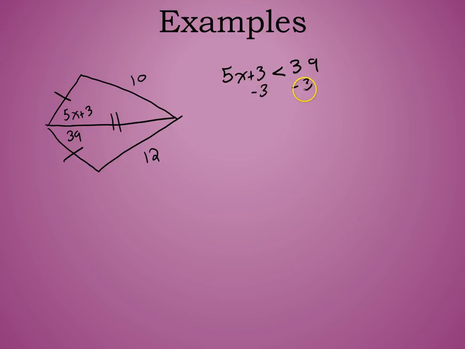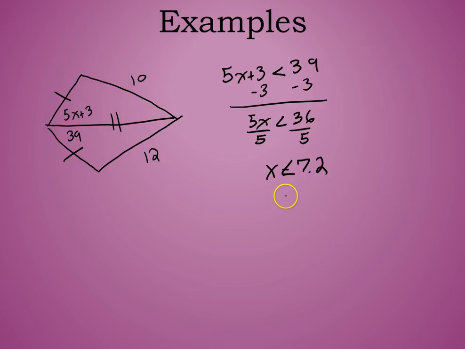So I subtract 3 from both sides. 5x is less than 36. Divide by 5. We'll find x to be less than 7.2. So x has to be less than 7.2, but we're going to eventually reach a situation where it's going to be too big. Too small, if it keeps on going like that.